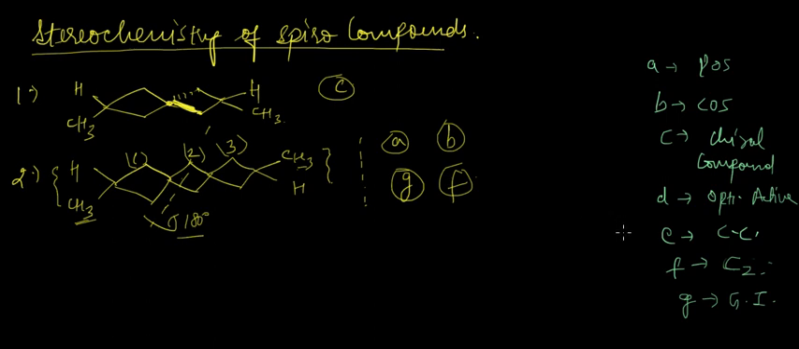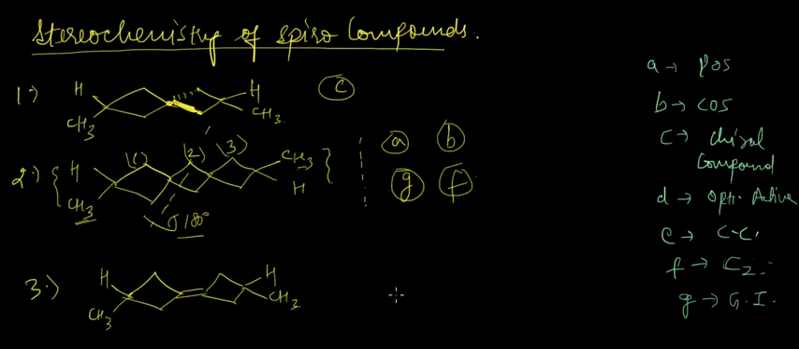Okay, so let us look at the next example, wherein we have HCH3 and HCH3 here. Obviously this would be the same as the previous compound, meaning these two H and CH3 would be in the same plane, so it would have a plane of symmetry. It would obviously be optically active, hence a chiral compound as well.